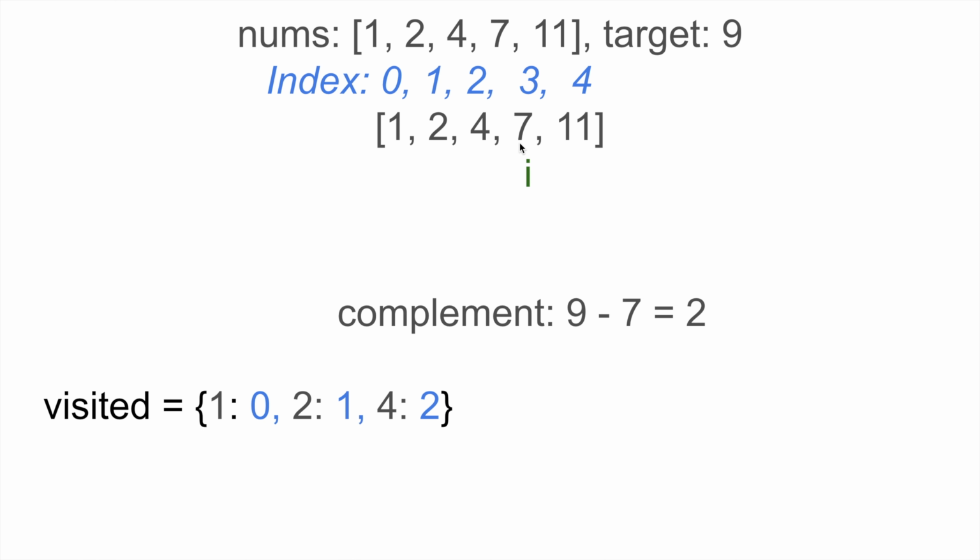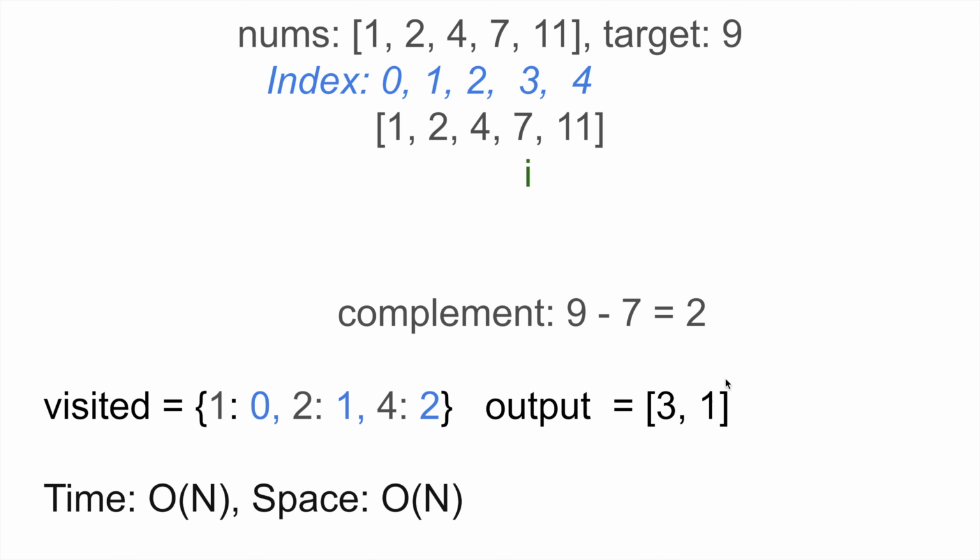Here the value at index 3 is 7. So 9 minus 7 is equal to 2. When we search for this complement, the value 2, in the hash map, we find it. Here we can see the 2. So we find what we want now. We have the solution. What we need to do is get the current index and the index of the complement, then we just return them. So this is the output we want.